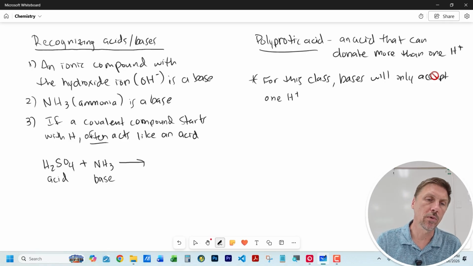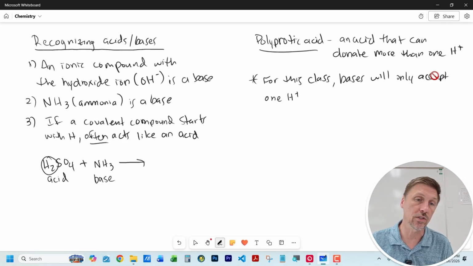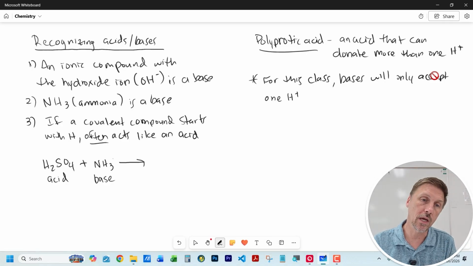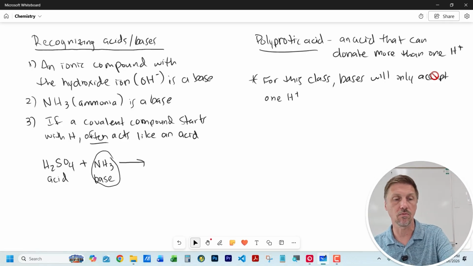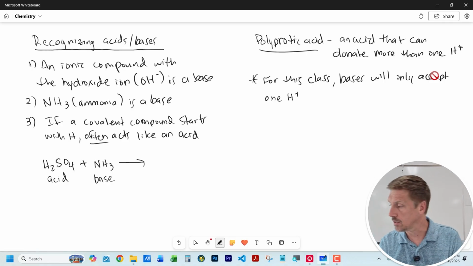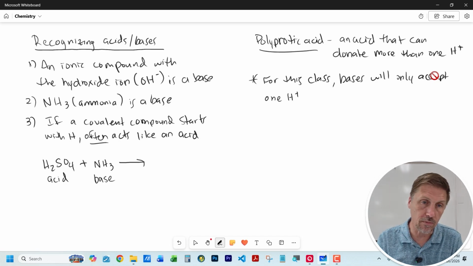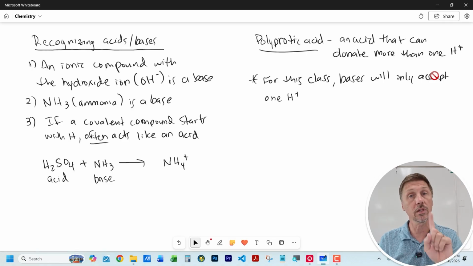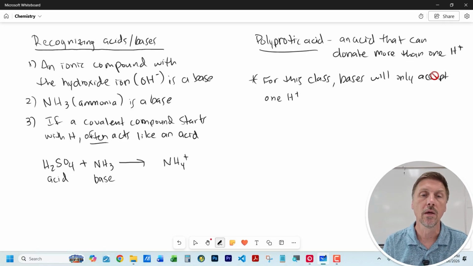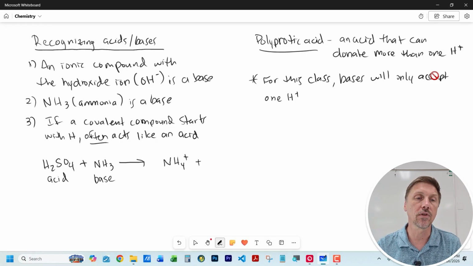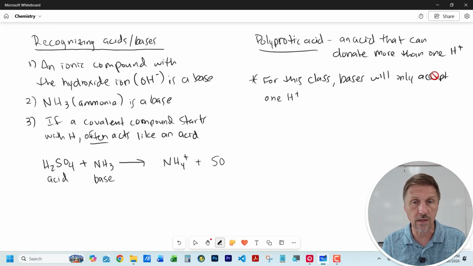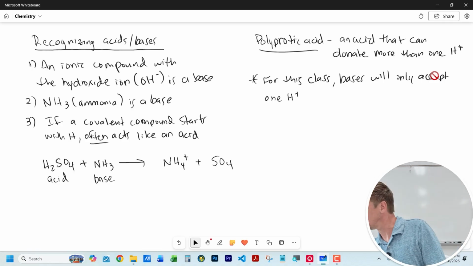And so what's going to happen? Well, this acid has 2 H's in it, so it's going to donate both of those H's. But what did we say about our base? Our base can only receive one, right? So what's going to happen on the other side here? If our base receives an H plus, it's going to now be NH4 plus, because it only could receive one of those guys, right? And then what's going to be left over? Well, this guy got rid of its H2, so it's just a sulfate ion all by itself.